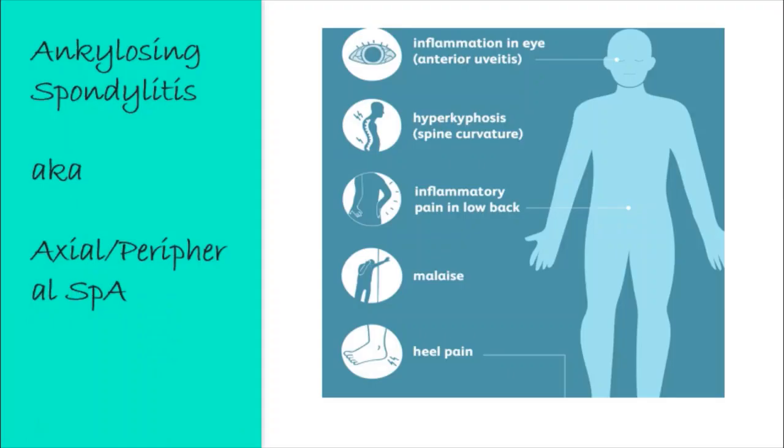What is ankylosing spondylitis? This is also known as axial or peripheral spondyloarthritis. This is a chronic inflammatory condition which most commonly affects the lower back. Patients often experience pain and stiffness in the back, but also other joints. Sometimes the eye can get involved and patients may have redness and pain in the eye. Other symptoms such as fatigue, tiredness, and heel pain are often present.